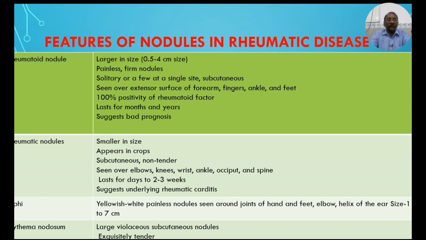Erythema nodosum, there are large violaceous subcutaneous nodules and they are tender. So these are the nodules in rheumatology practice. Most of the time you have the rheumatoid nodules. Very rarely you can see the rheumatic nodules. Not uncommon, top 5. And erythema nodosum is also very, very rare.